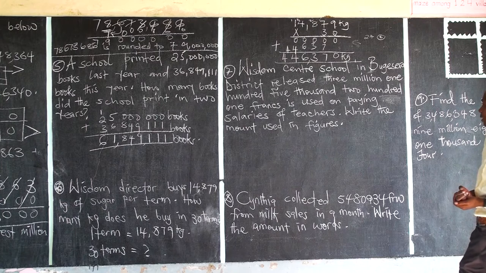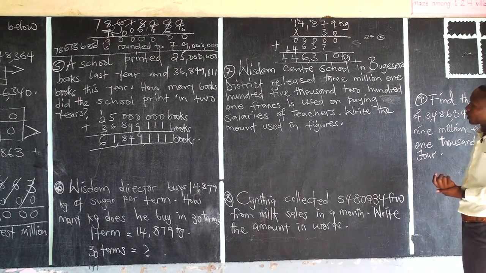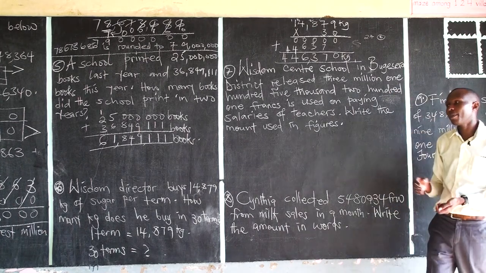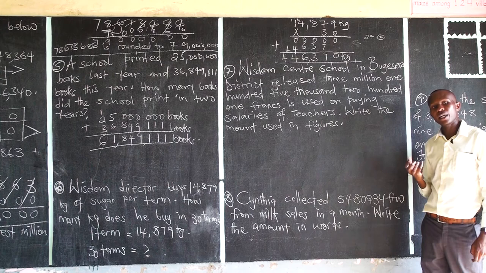Without wasting a lot of time, let's come to the second last and see what it says. Wisdom Center School in Bugesera District realized 3,105,201 francs is used on paying salaries of teachers. Write the amount used in figures. So they want us to write this amount given in figures. Remember, we have already known the amount that is spent on paying teachers' salary or workers' salary.